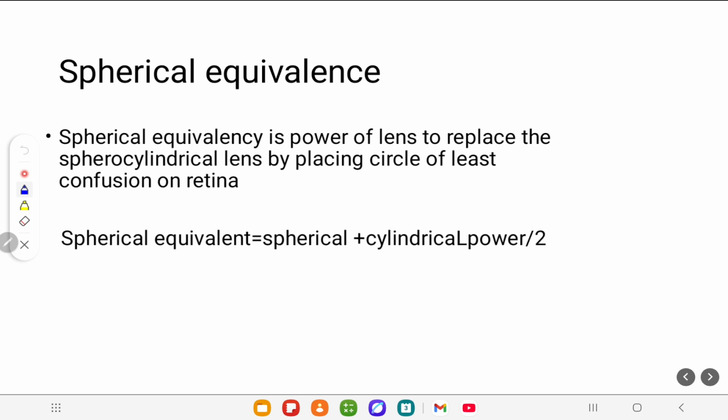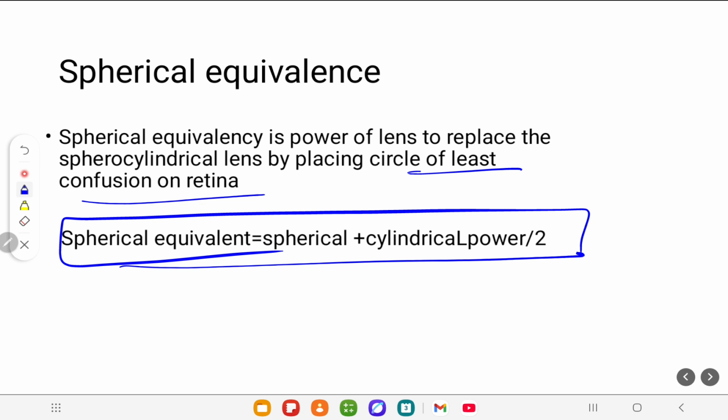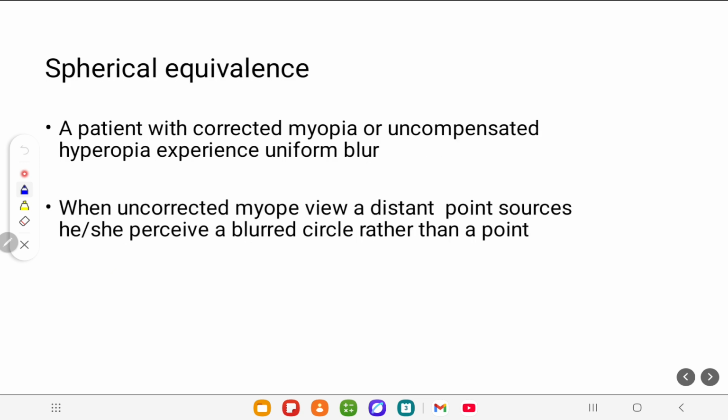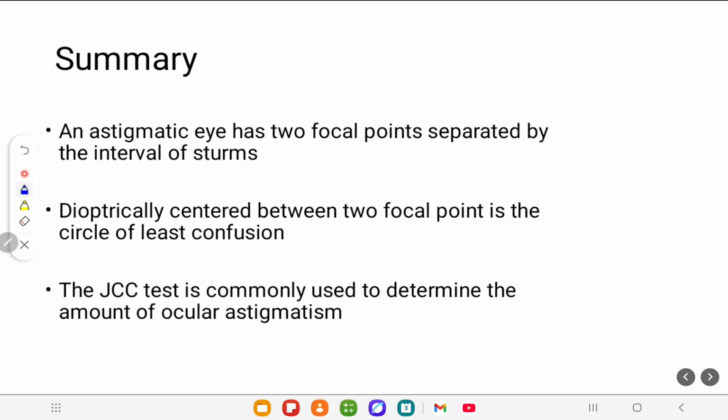Spherical equivalent is the power of a spherical lens that places the circle of least confusion, and it is formalized as sphere plus cylinder divided by 2. I hope you will go to my circle of least confusion video. A patient with correction of myopia or composite hyperopia experiences uniform blur. Whenever we use the spherical equivalent concept, we use the circle of least confusion.